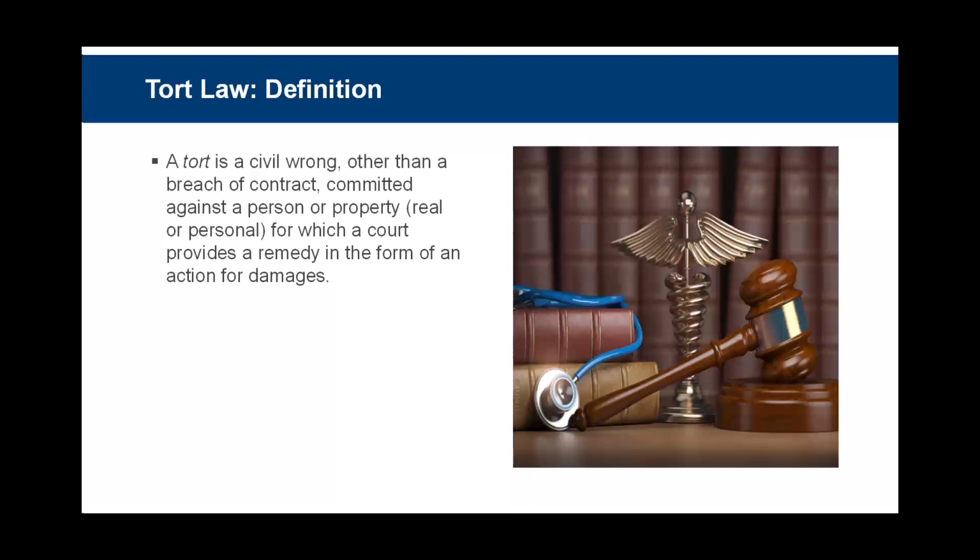To prove a negligence case, there are specific elements that must be established: duty of care, breach of that duty, causation, and actual damages. Each element plays a crucial role in determining whether negligence has occurred. Lastly, we'll discuss the importance of foreseeability in a negligence case. Foreseeability helps establish whether the harm was a predictable result of the action or inaction, which is key to determining liability.